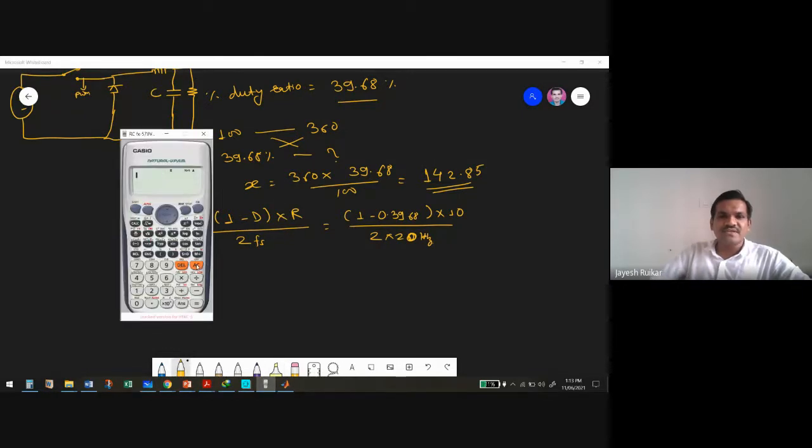So I will calculate this as 1 minus 0.3968, multiplied by 10. Then, I don't know how to shift this.